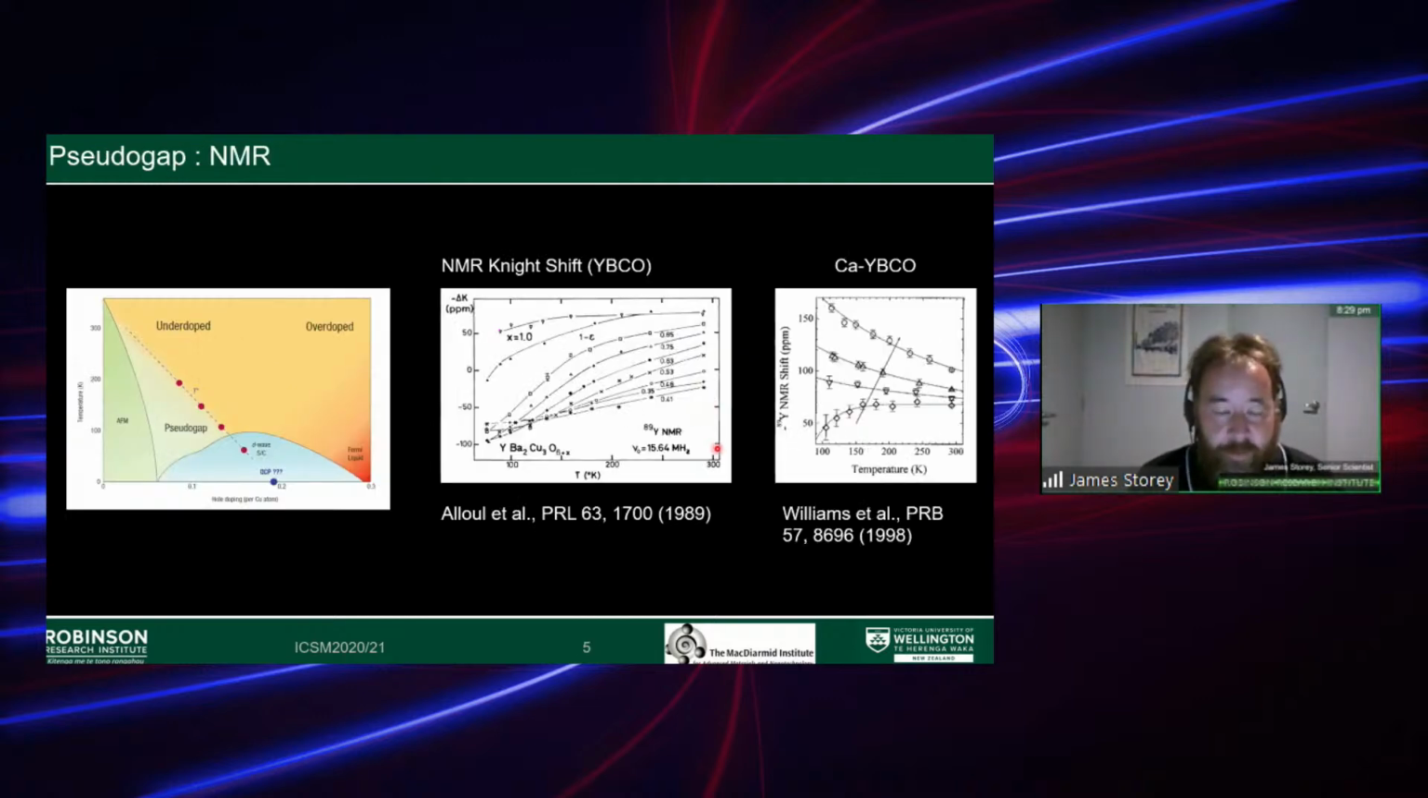So the first evidence for the pseudogap came from these NMR measurements where a downturn is observed in the NMR Knight shift as doping is reduced, signifying a gap in the spin degrees of freedom. These later measurements on the right show that the downturn sets in just below 0.2 holes per copper in YBCO.